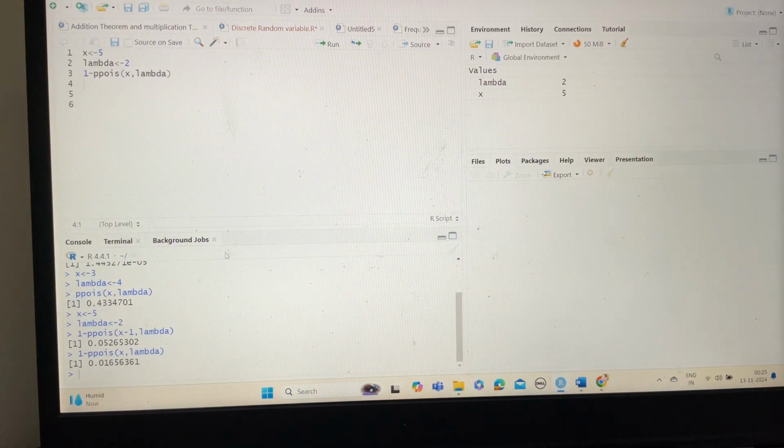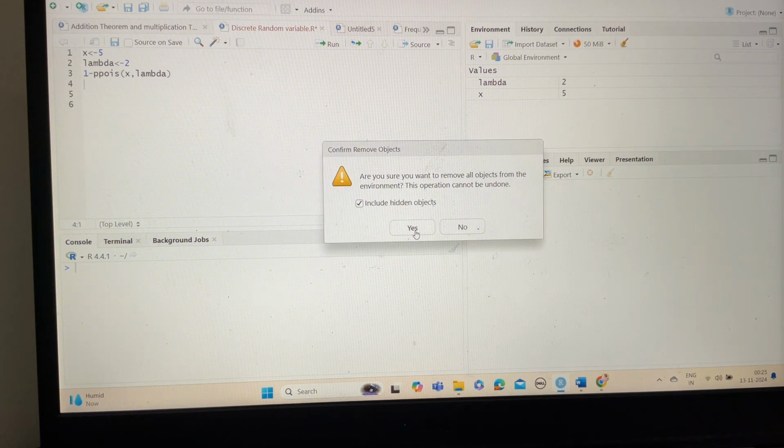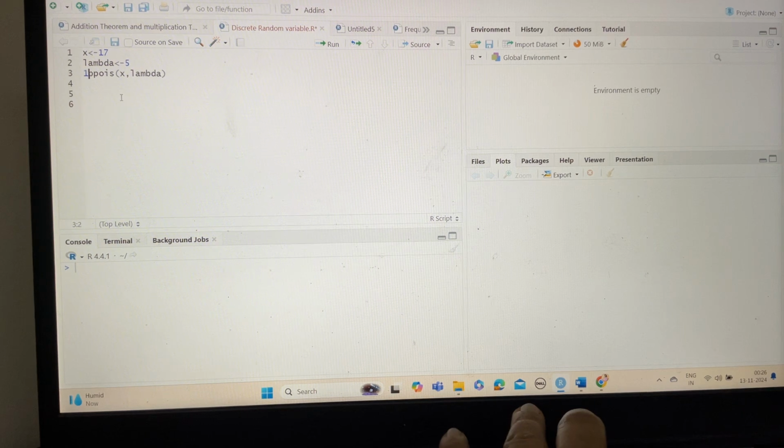So let us now give the values, x is 17 and lambda is equal to 5, in the problem. X is 17 and lambda value is 5. So we need, what is that? Exactly. So what is the command for that? It is dpois of x comma lambda.